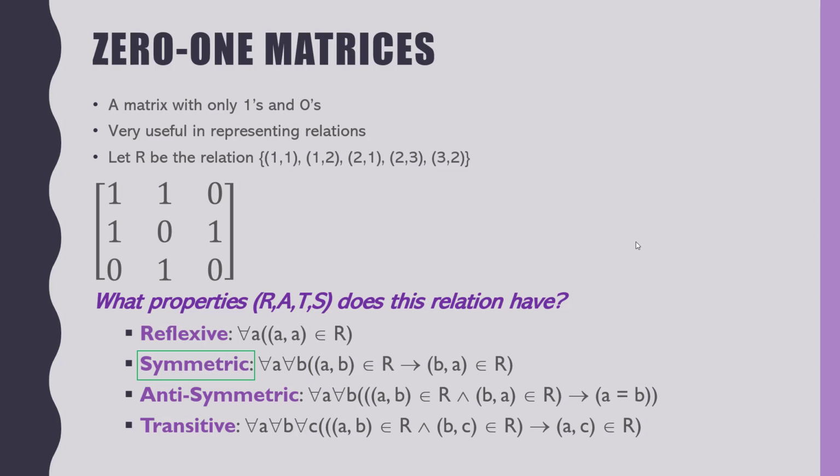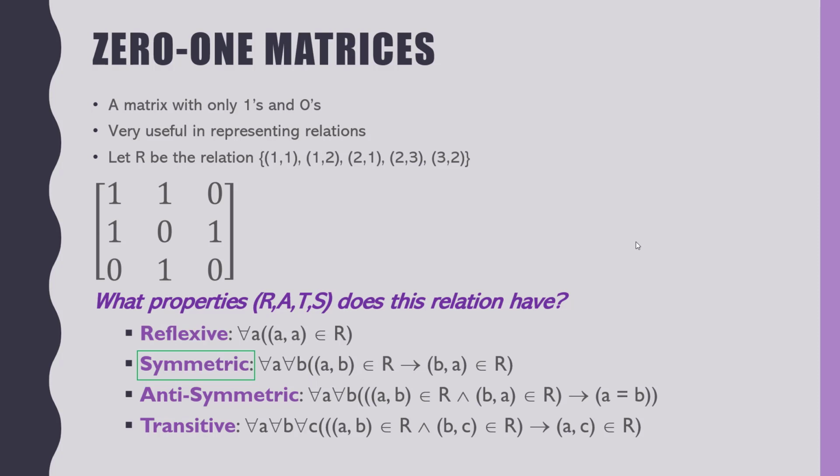Antisymmetric. If AB is in the relation and BA is in the relation, then A must equal B. Well, again, just looking at the ordered pairs there, we have a 1, 2, and we also have a 2, 1. And A and B are not equal in that scenario, right? So that is invalid. If you have one case, it's invalid.